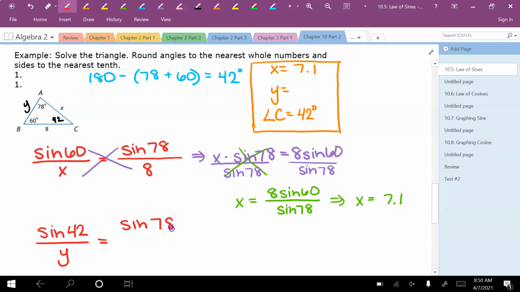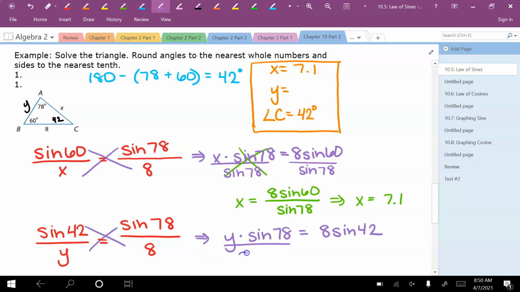But I'm just going to set this up just like I did for x. I'm just switching it for y now, so that changes that first angle. The process looks the same. We're going to cross multiply. So I have y times the sine of 78 equal to 8 times the sine of 42. Then I have to divide by sine of 78.